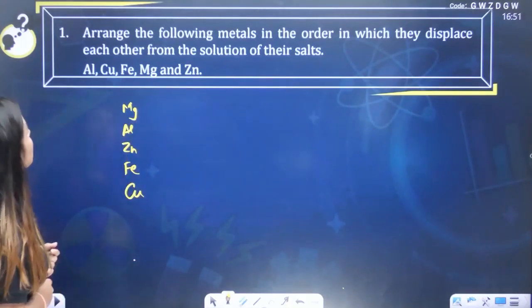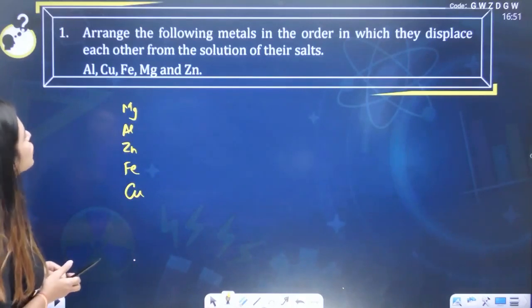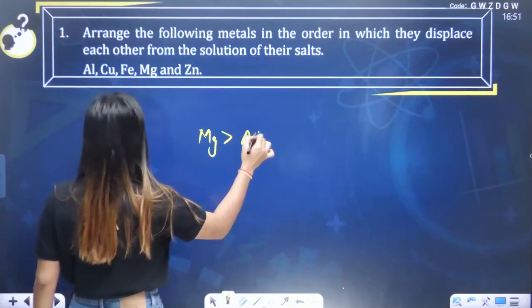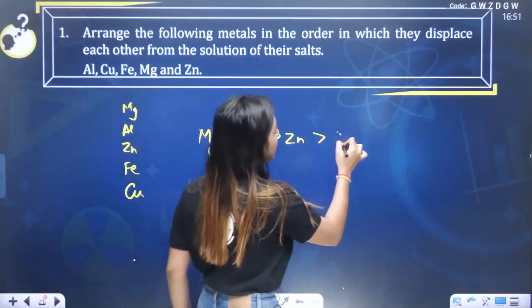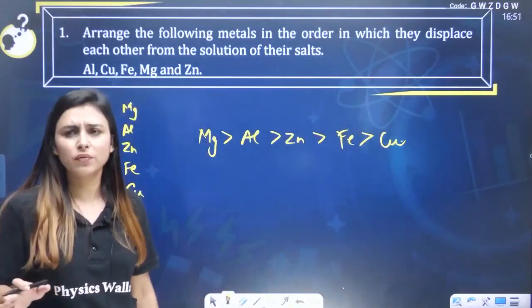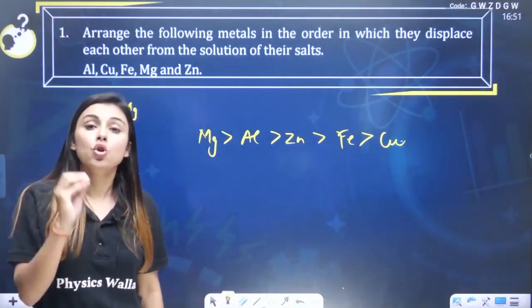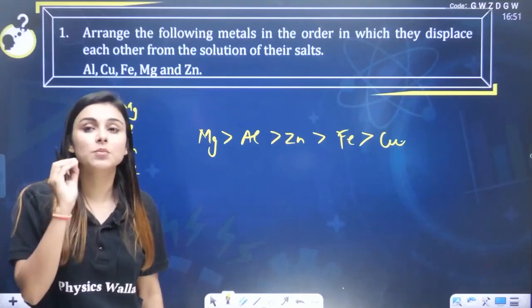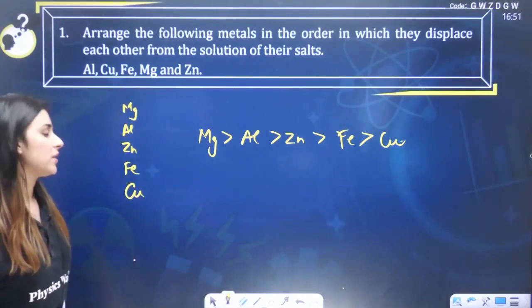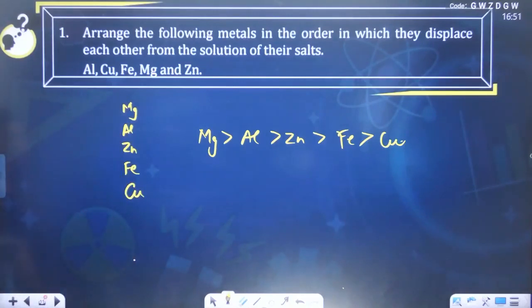You have to give the array of metals in the correct order in which they displace each other. So ma'am, magnesium displaces the most, and then aluminium, and then zinc, and then iron, and the last would be copper. Copper will not be able to displace any of the following because it has the lowest oxidation potential and the maximum reduction potential. I hope this is clear with you. Perfect, my dear students. Let's move forward to the next question.